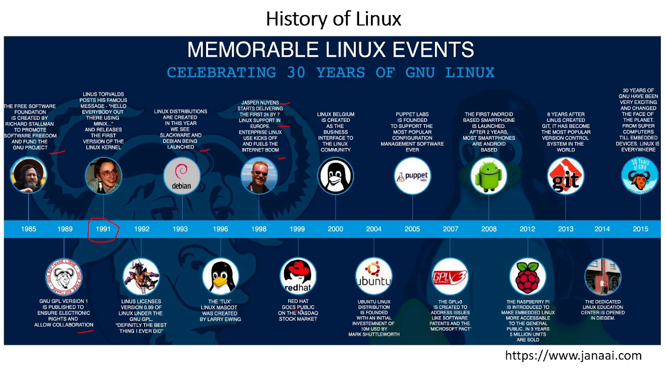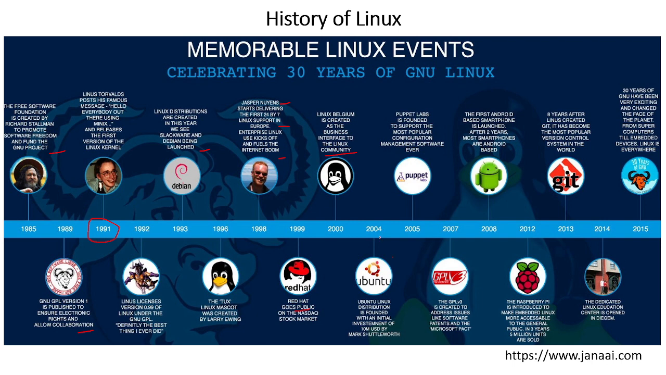They went public on the Nasdaq stock market. They created their own OS, the RHEL Linux operating system, which is used for enterprise servers and all. In 2000, based on their source code, Linux Belgium also created their business insight for the Linux community.